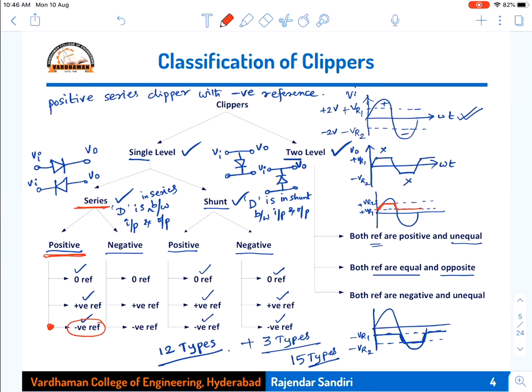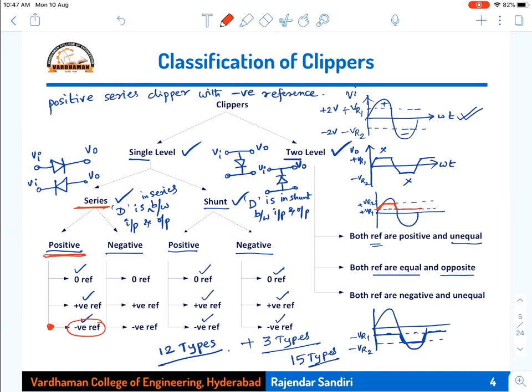Positive series clipper means the positive portion of the waveform is clipped off. Series indicates that the diode is between input and output, and positive indicates that the positive portion is clipped off. Above which level the positive side is clipped off is represented by minus VR. So you can visualize the input and output waveforms: the portion above minus VR is clipped off, and the remaining portion will exist.